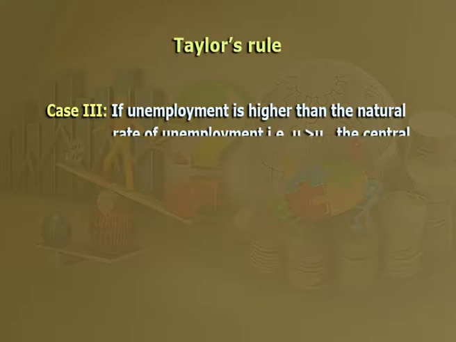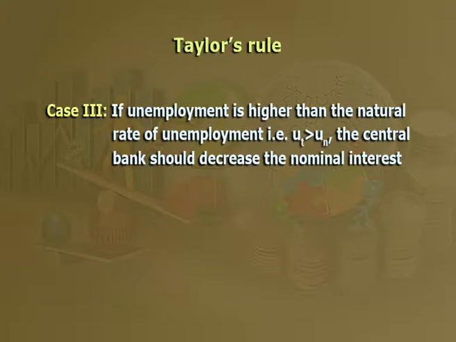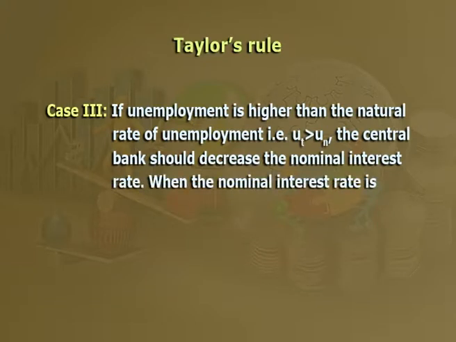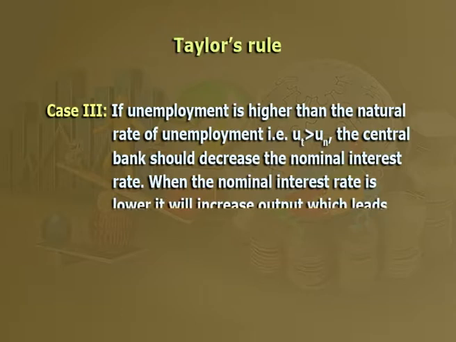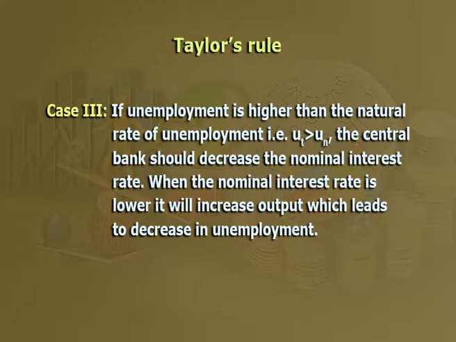Let us look at case 3. If unemployment is higher than the natural rate of unemployment, that is u_t > u_n, the central bank should decrease the nominal interest rate. When the nominal interest rate is lower, it will increase output, which leads to decrease in unemployment. Coefficient b should reflect how much the central bank cares about unemployment. Higher b means the central bank is ready to deviate from target inflation and give importance to unemployment. It will try to keep unemployment close to the natural rate of unemployment.